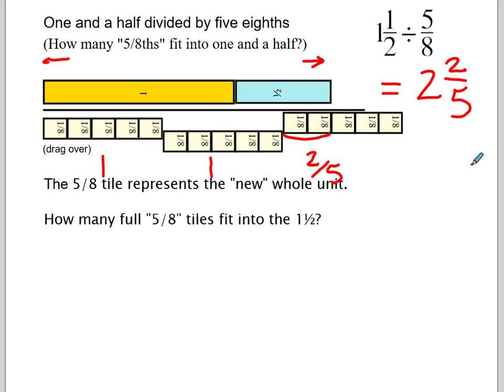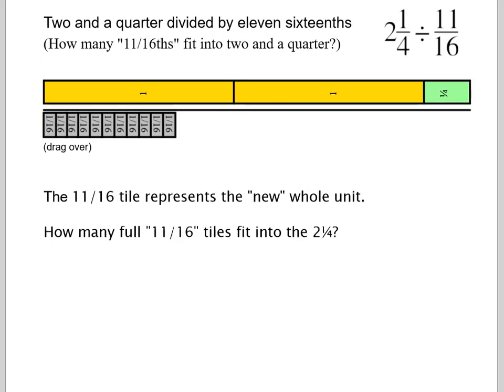Okay, and we're going to come back and verify these with other techniques just to make sure they work. But we just want to get that idea of what the question is asking. Okay, last one of this style. 2.25 divided by 11/16. Oh my goodness. So let's just agree we won't be drawing a lot of these, but they do help with our understanding.